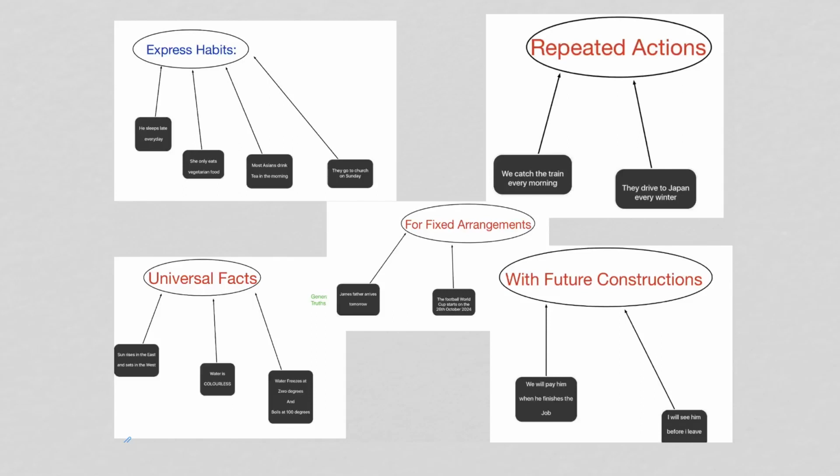So overall, these are the 5 scenarios we have gone through. Wherever you need to express habits, repeated actions, universal facts, fixed arrangements, or future constructions, you can use present indefinite tense. Now I'm going to show you how to form the structure of present indefinite tense. After the scenarios, I'm going to explain the structure of the present indefinite tense.